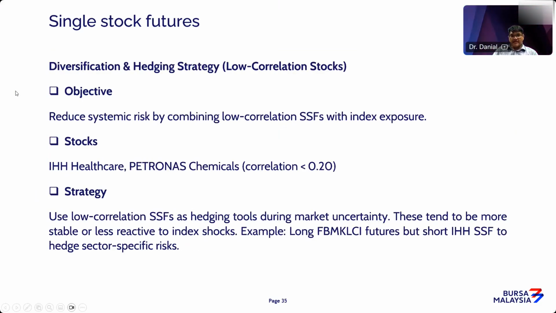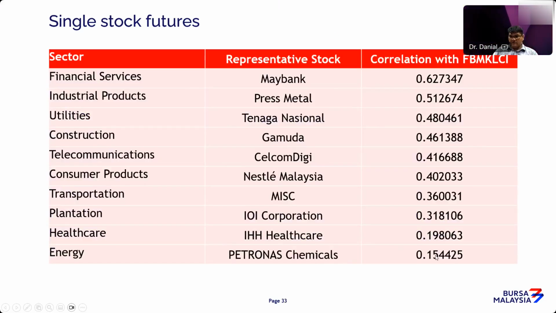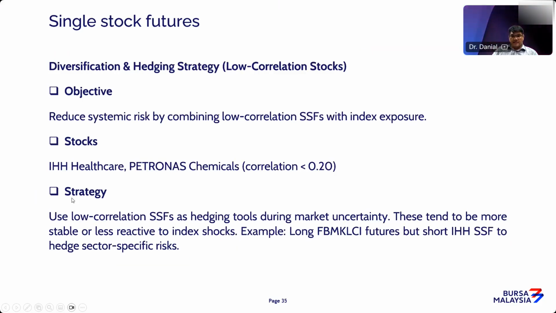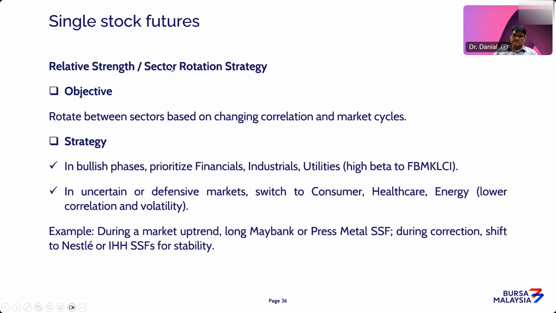Next, you can consider a diversification and hedging strategy for the ones having low correlation with the index, such as healthcare and energy components. How to do it? Use low correlation SSF as a hedging tool during market uncertainty. This is where you do diversification and hedging.